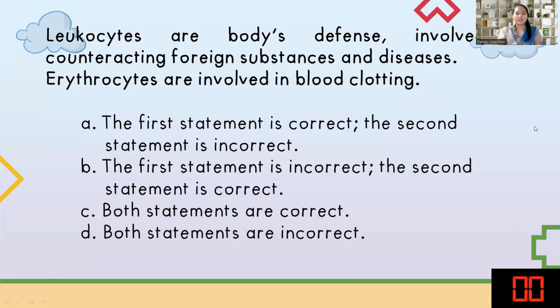Okay, so the first statement says here, leukocytes are body's defense involved in counteracting foreign substances and diseases. Is this statement correct? Yes, this is true. Second statement, erythrocytes are involved in blood clotting. Is this true? This is incorrect because it is the thrombocytes that are involved in blood clotting. So this means that the first statement is correct. The second statement is incorrect. The answer is letter A.